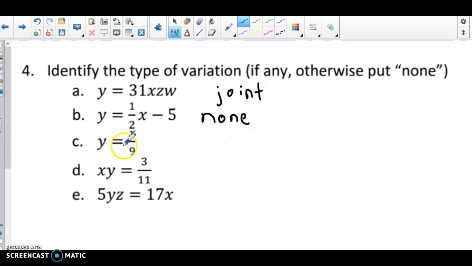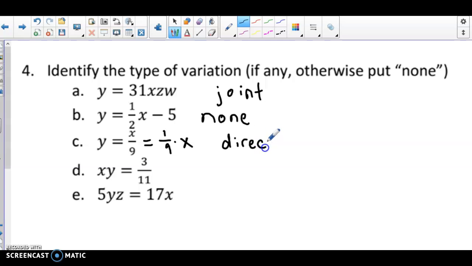For C, we have y equals x divided by 9. Now don't let this one trick you. Usually if we see something being divided, we would think inverse. But notice x is on the top. I could rewrite this as 1/9 times x, and it would be the same thing. So if I look at it that way, I see that my k is 1/9. It's being multiplied by x. So that means that I have a direct variation equation here, not an inverse.